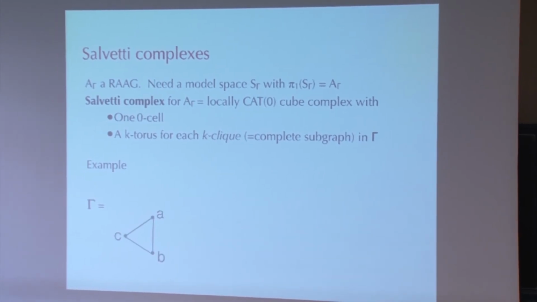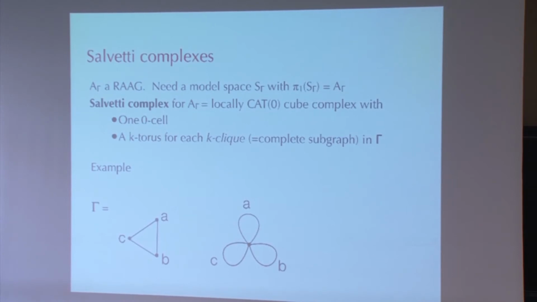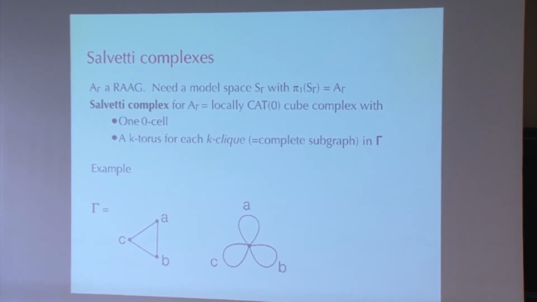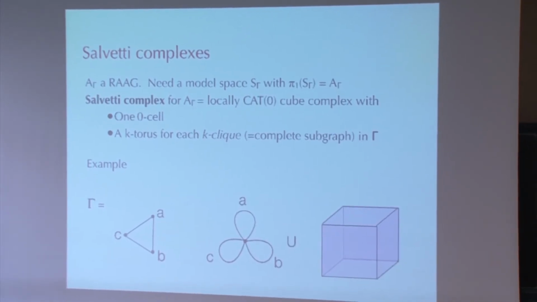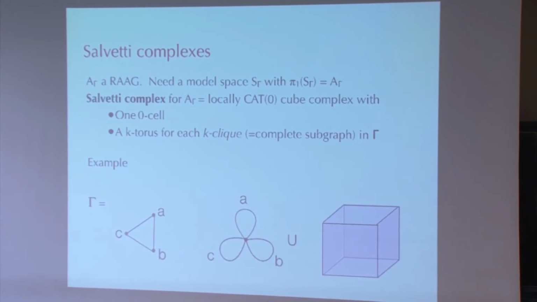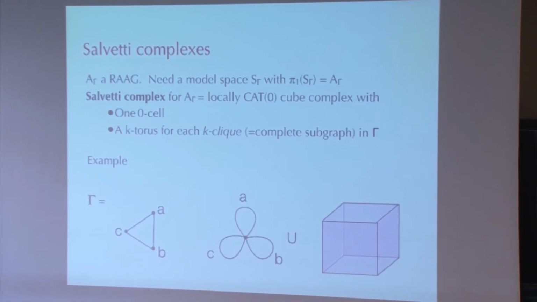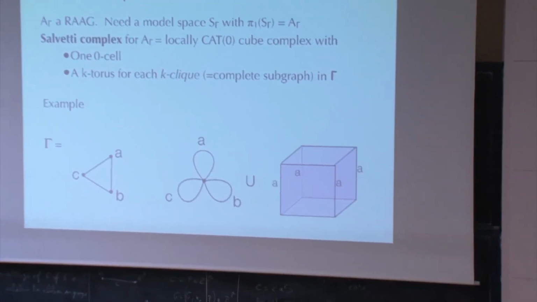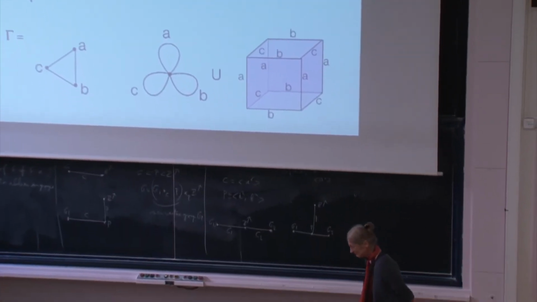If I have a complete graph, then I have to start with A, B, and C and glue on 3 tori, and glue on actually a 3-dimensional cube. And you're just waiting to see what I'm going to do here, right? Yeah, sorry, nothing else. A, B, and C.